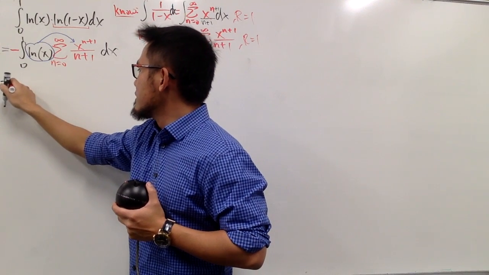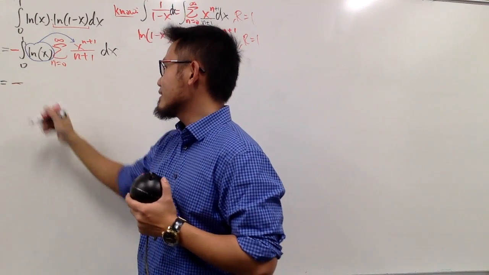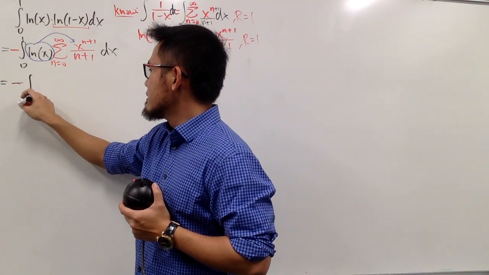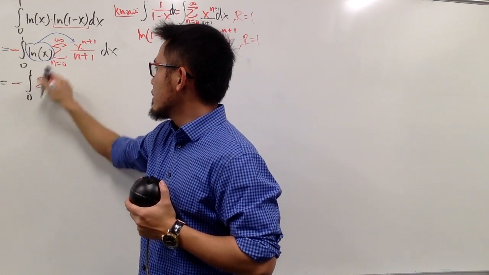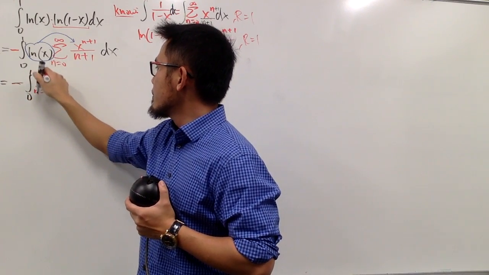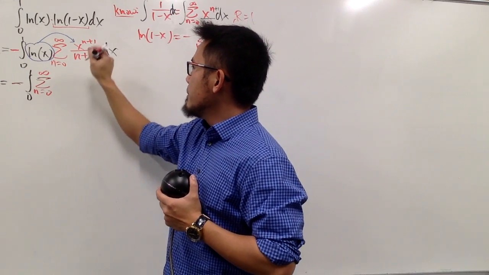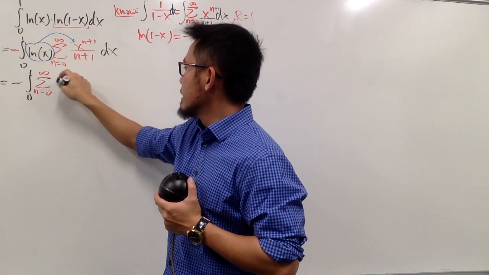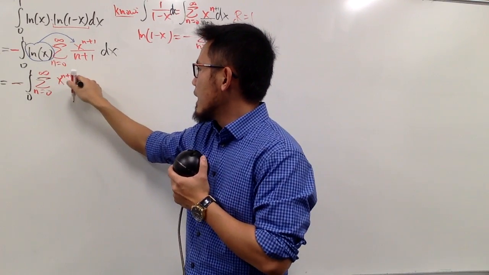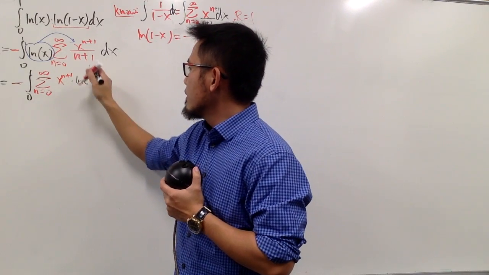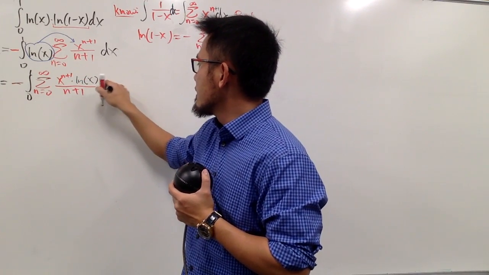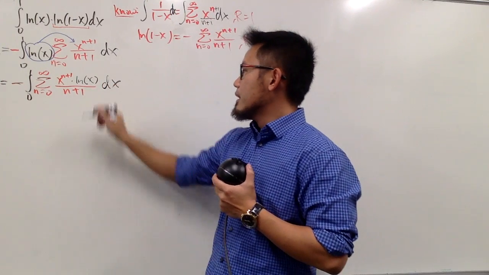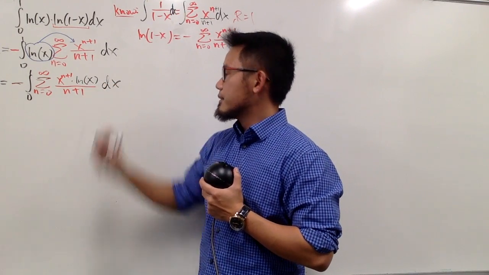Let me just keep it as the red negative. Why not? And we still have the integral from 0 to 1. And let me write down the summation when n goes from 0 to infinity. And let me put down this first, namely x to the n plus 1 times ln of x, and then all over n plus 1, and then we have the dx right here. Okay? So far, so good.